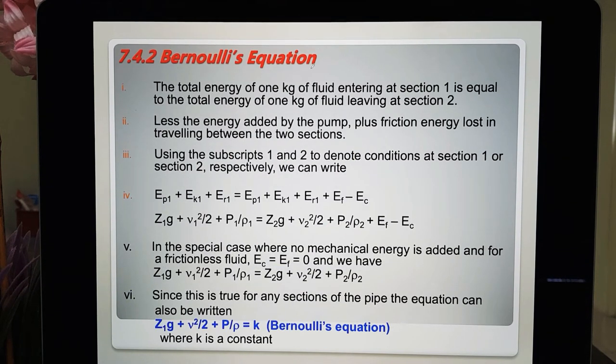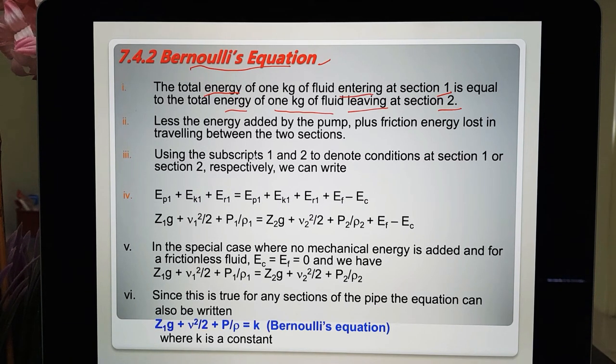Alright, then we have the Bernoulli equation, because this is also associated with fluid flow. Just now, in the previous slide, was the mass balance. The Bernoulli equation is meant for the energy balance for fluid flow. The total energy of 1 kg of fluid entering at section 1 must be equal to the total energy of 1 kg of fluid leaving at section 2, less the energy added by the pump plus friction energy loss in traveling between the two sections. Of course when the fluid is flowing, there will be some friction occurring during the transportation of the fluid.